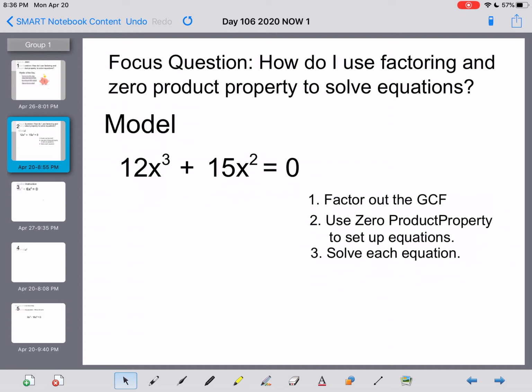So when I think of this, the first thing I need to think about is, what is the greatest common factor? Well, first I'm going to look at my coefficients, 12 and 15. What's the greatest common factor of 12 and 15, or the largest number that will divide evenly into 12 and 15? And that would be 3. Now I'm going to look at my variable part, and I see I have an x to the third power, x to the second power. That means I have at least 2 copies of x in both of those terms. So I'm going to factor out the x squared.